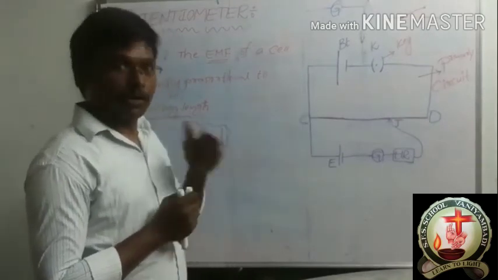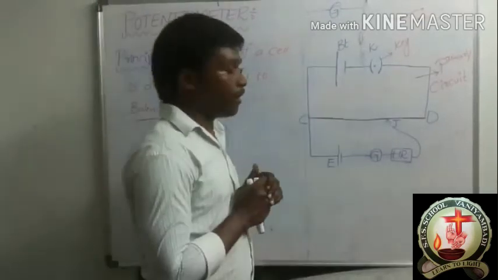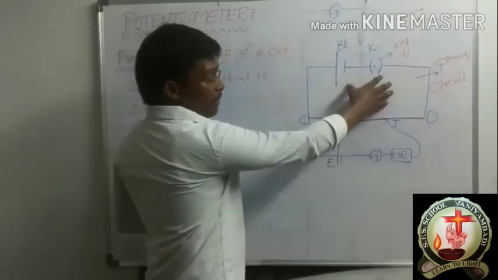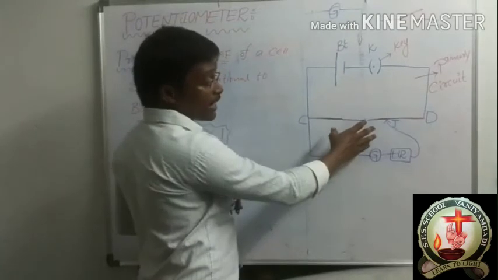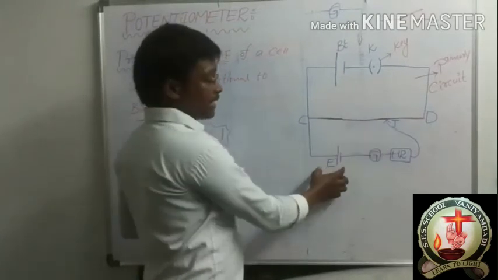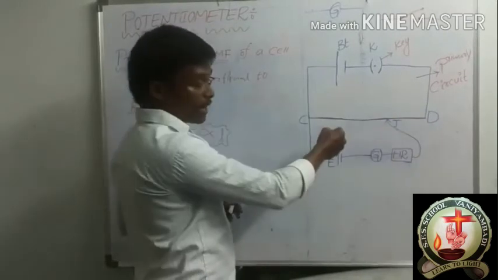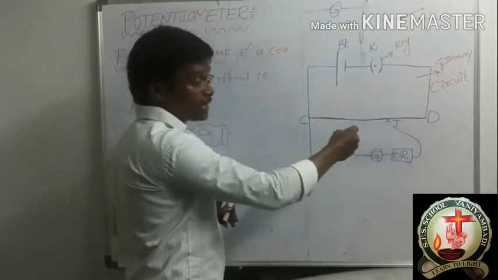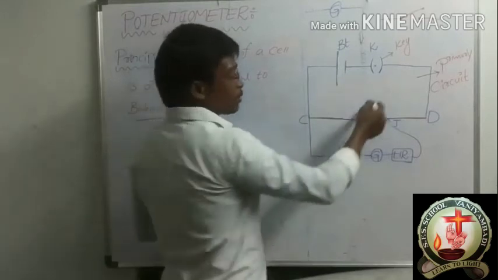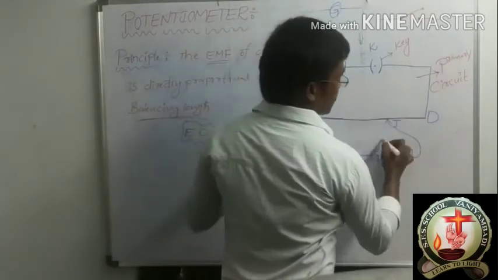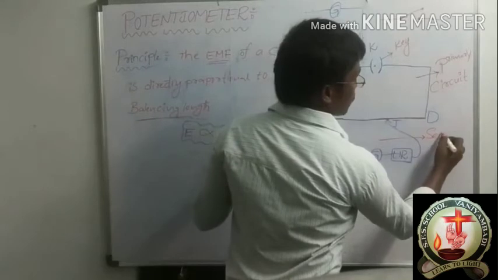Okay, so once again we will see. Oh, sorry, I forgot this. This is the primary circuit, correct? So this is the secondary circuit. This electric cell, galvanometer, high resistance box and jockey. These four connections make up the secondary circuit. So this is the primary circuit and this is the secondary circuit.